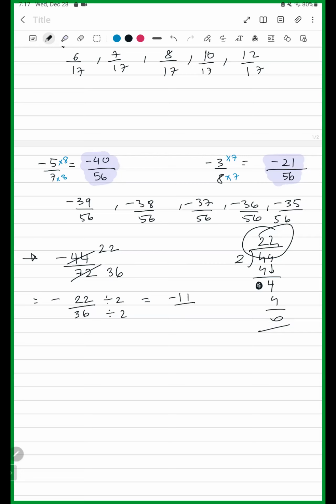What is 36 by 2? 18. Very good. Now we have minus 11 by 18. Is this the lowest form or the simplest form of this rational number? Hiba, is this the lowest, simplest form of the rational number? Hiba, are you able to hear me?